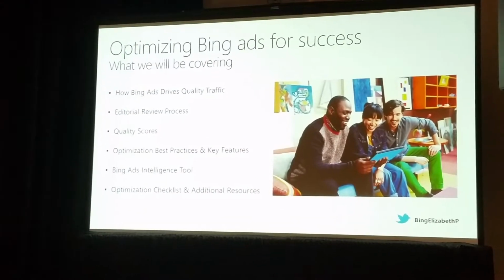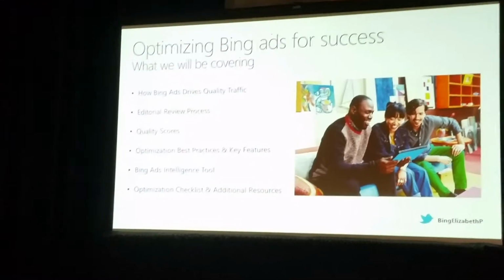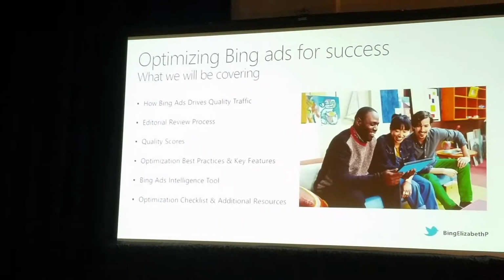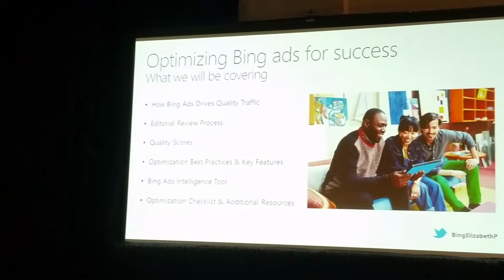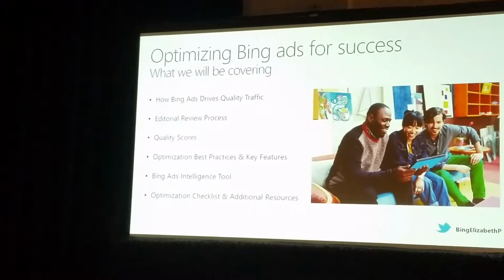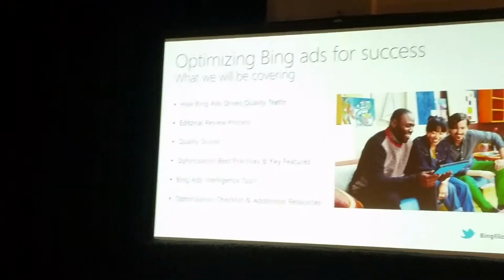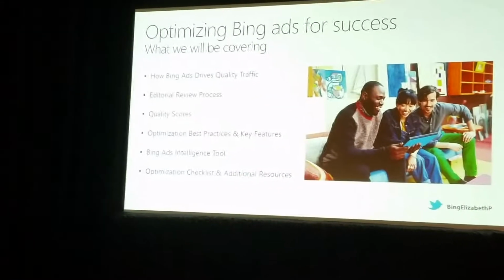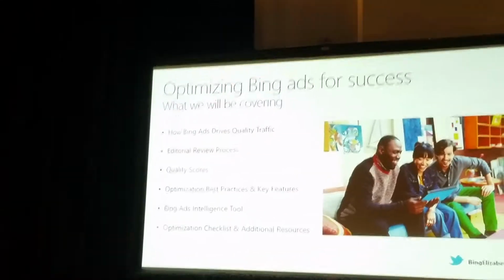This tends to be one of the more, I like to call it the black box of advertising, because we all know that editorial policy and quality scores play a huge part into the success of your advertising campaigns. But until recently, both Bing and Google haven't necessarily been super forthcoming in explaining exactly how that algorithm works. So we're going to walk through some of that today.